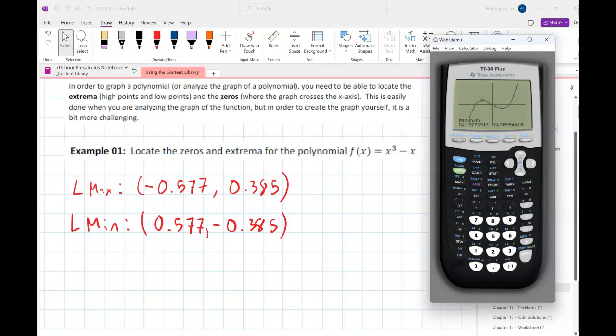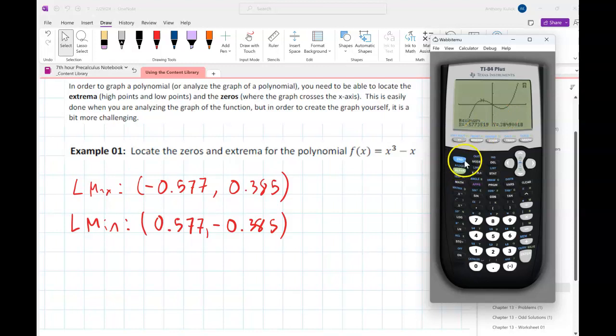How many zeros do you see on this graph? Should see 3. Because remember, a 0 is the same as an x-intercept. So I see that my graph crosses the x-axis once, twice, 3 times. Everybody's cool with seeing the 3 now? Okay. To find those zeros, I'm going to use my calculator.